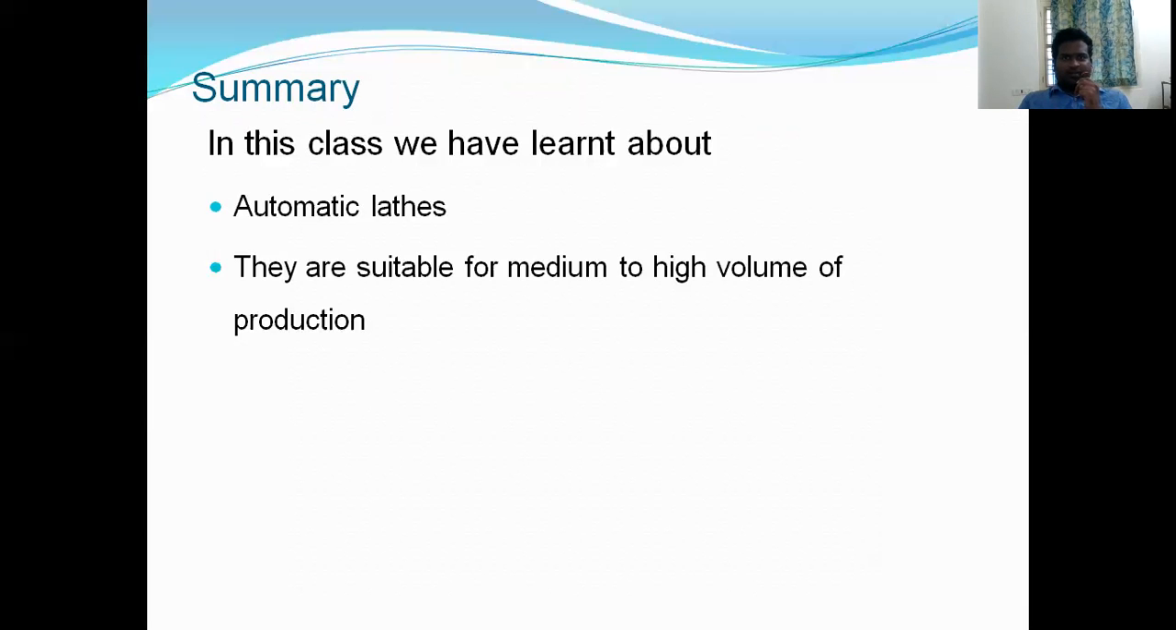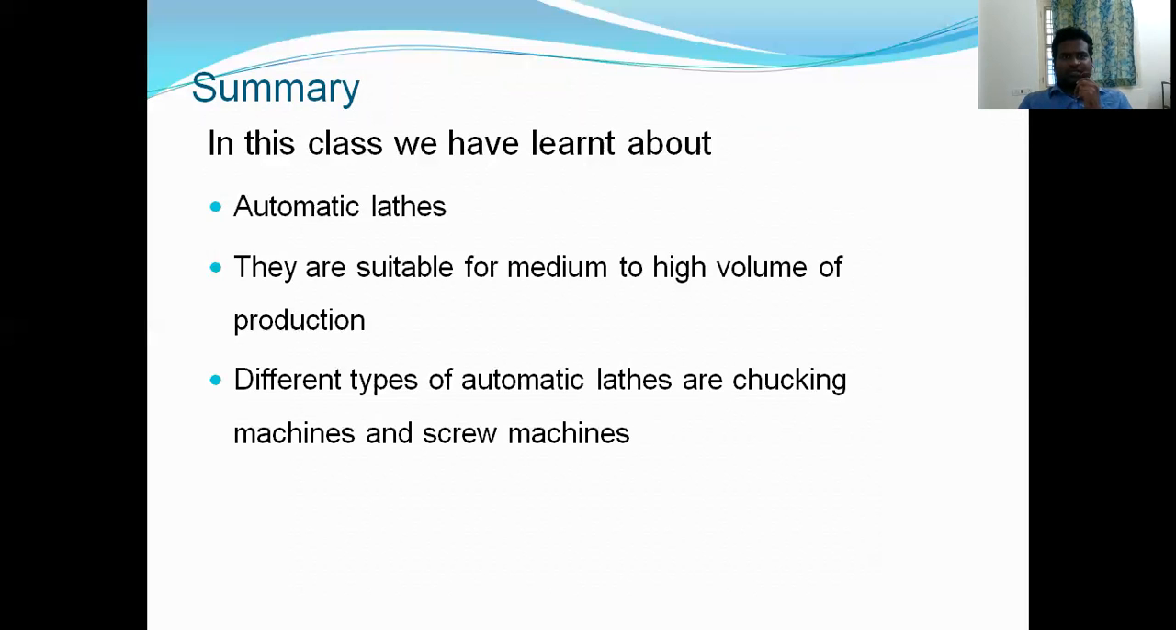That type of points are covered in automatic lathe, and one of the important points here is that automatic lathes are suitable for medium to high value mass production. After that, we discussed the different types of automatic lathes: chucking machines and screw machines. If the automatic lathe does not have a tail stock, that machine is called a chucking machine, or chucking lathe, right?